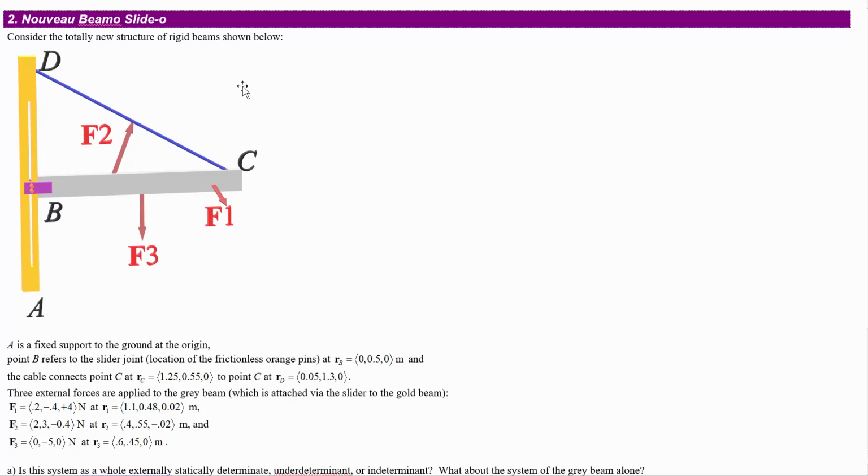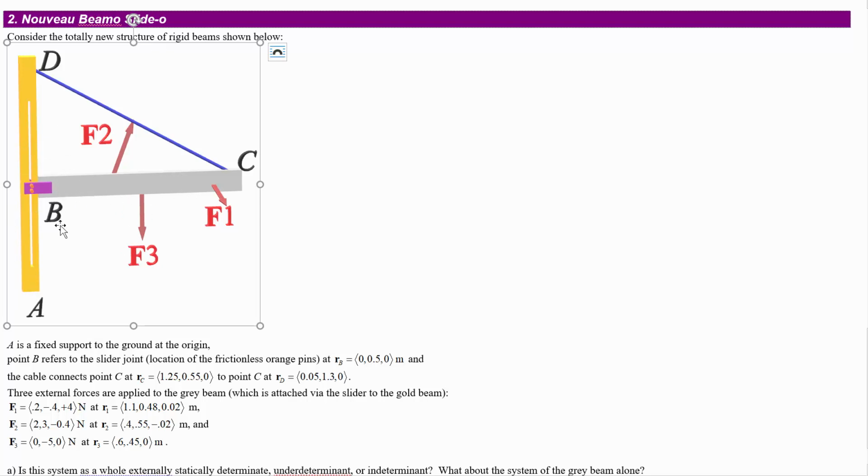This is going to be a practice problem for topic number 3, moments and 3D static equilibrium. Okay, so this one is practice problem number 2, Nouveau Beamo Slideau, and we're going to consider this totally new structure, which is definitely not a slight change on the previous one I was showing in 3D, and it's made of rigid beams. So these are all rigid things.